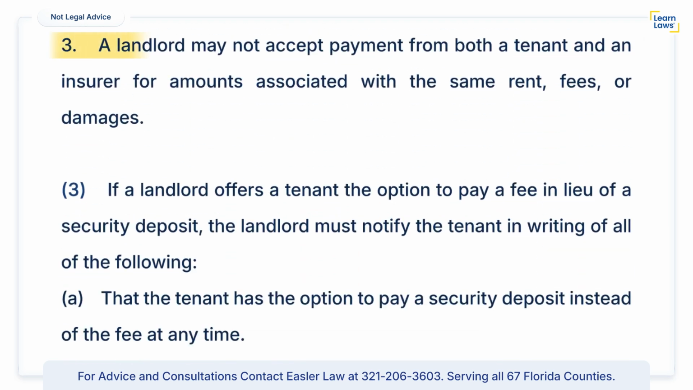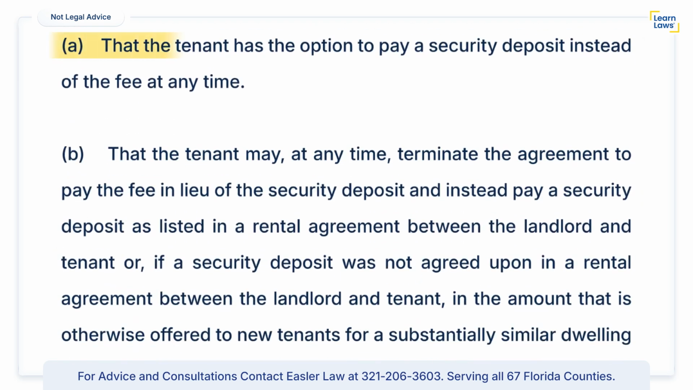3. A landlord may not accept payment from both a tenant and an insurer for amounts associated with the same rent, fees, or damages. 3. If a landlord offers a tenant the option to pay a fee in lieu of a security deposit, the landlord must notify the tenant in writing of all of the following.